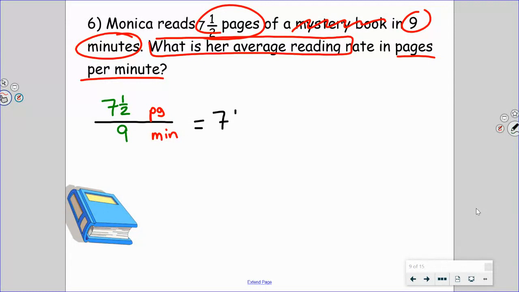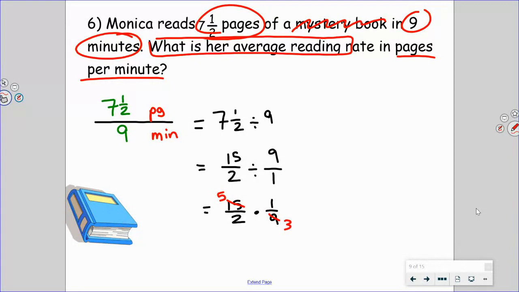So we can rewrite this as 7 1/2 divided by 9. Naturally, we would want to change each of those to improper. 9 is wholes, 7 1/2 is halves. We'll change that to 15 halves. Multiplicative inverse, 3 goes into both 9 and 15. 15 divided by 3 is 5. 9 divided by 3 is 3. 5 times 1 and 2 times 3, and basically what that means is 5/6 of a page each and every minute. Notice it's not pages, it's not plural.